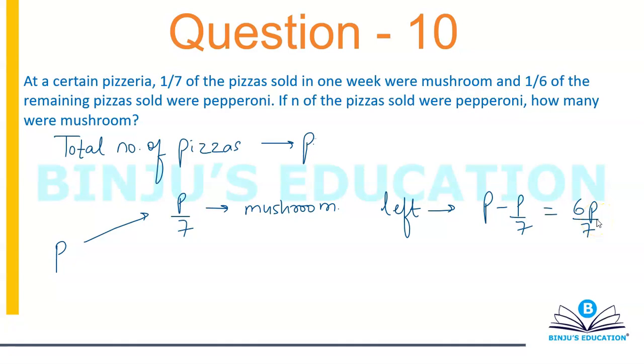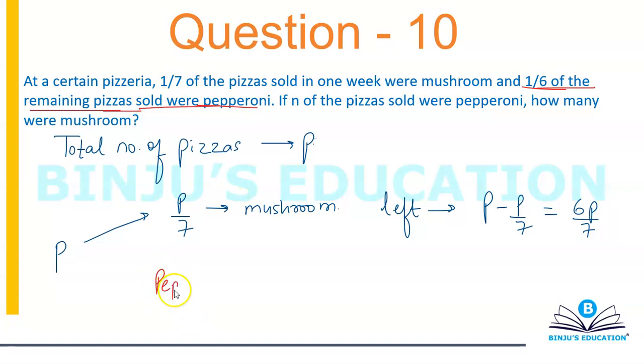Now read the question carefully. Many of you are going to commit a mistake here. It says 1/6 of the remaining pizzas. Most of you would take 1/6 of the total and thereby you will be committing a mistake. Otherwise the question is pretty simple and straightforward. There is nothing more. It's just 1/6 of remaining pizzas were pepperoni.